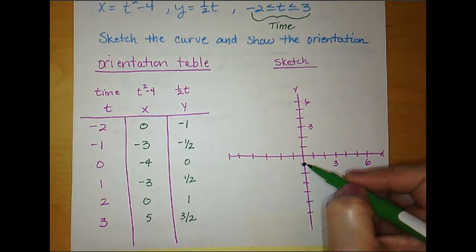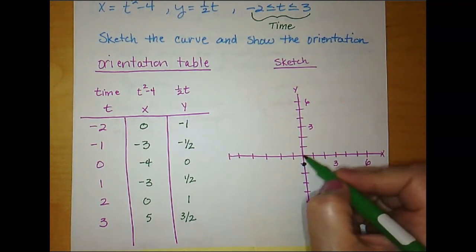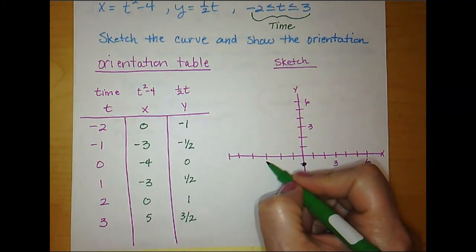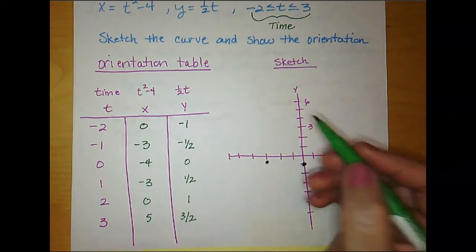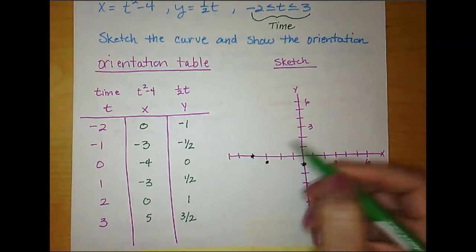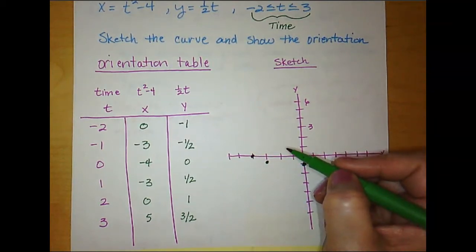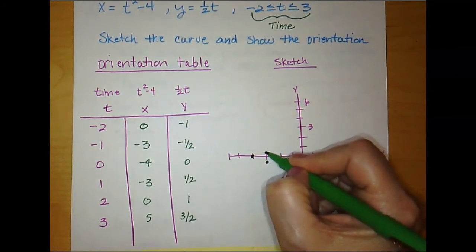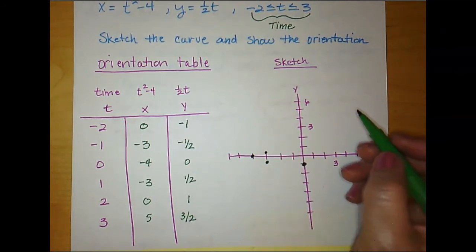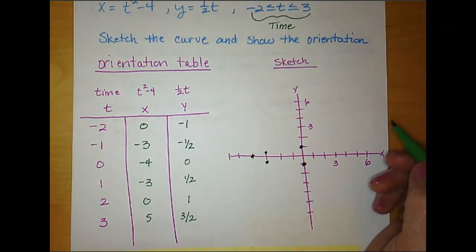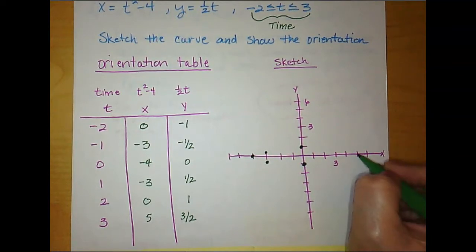And then when time is -1, it's at 1, 2, 3, and it's down here at -1/2, so it's right in here. And then when time is -4, it's at 0. When time is 1, it's at -3, +1/2. When time is 2, it's at 0, +1. And then when time is 3, it's at 5, 1.5.